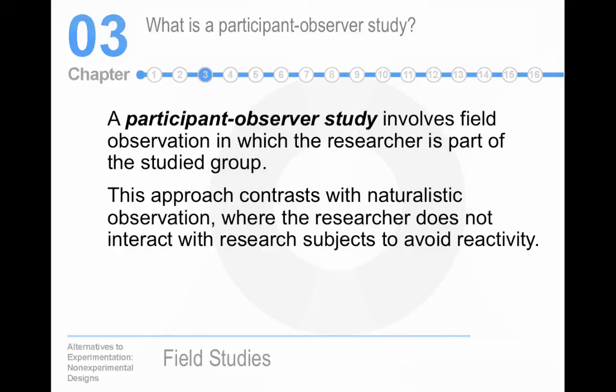Participant observation studies, or participant observer studies, are when someone acts like they're part of the studied group. So this would be like if Jane Goodall put on a chimp costume and then acted like a chimp. I don't think it would work, but that would be a participant observer study.